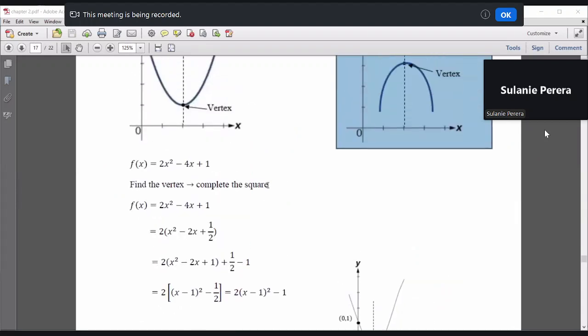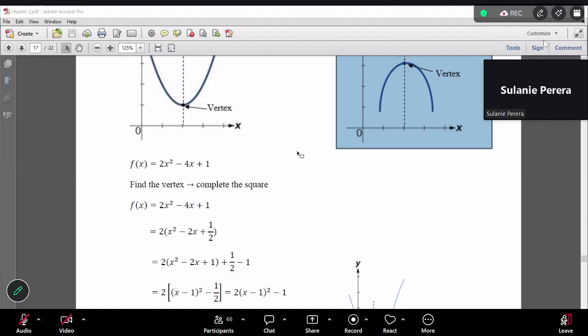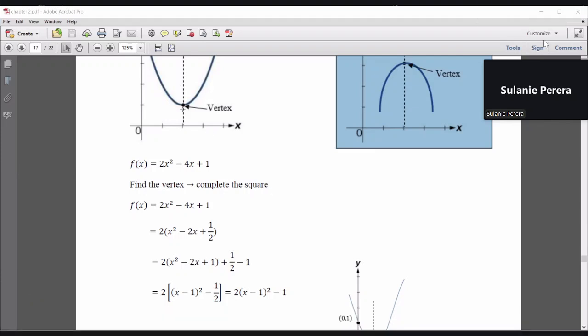Now if they give you an equation, a function, and ask you to draw the parabola or draw the graph of it, first you need to compute the vertex. Vertex means the maximum or the minimum point. Here we have a minimum and here we have a maximum. So when they ask you to compute the vertex, it means to find the maximum or the minimum. So how do we find the vertex? In order to find the vertex, you need to complete the square.